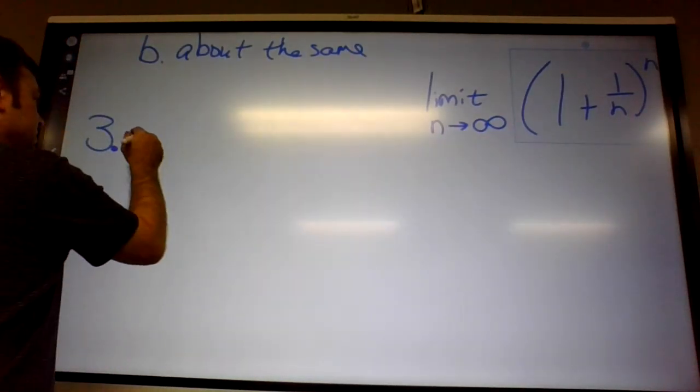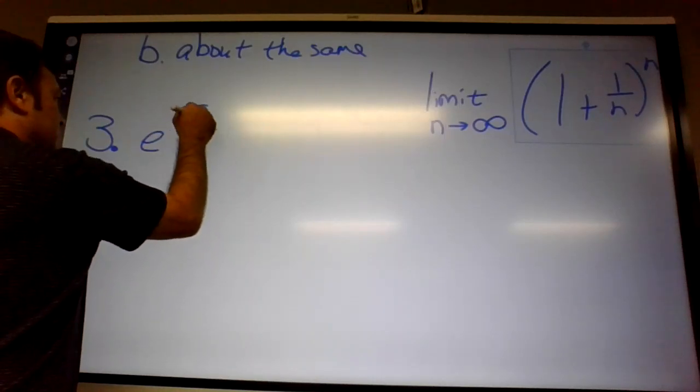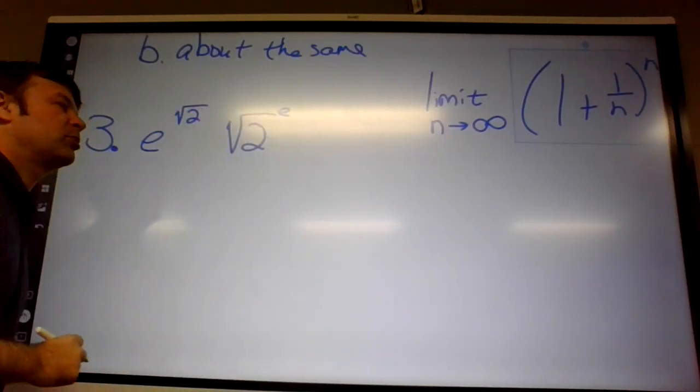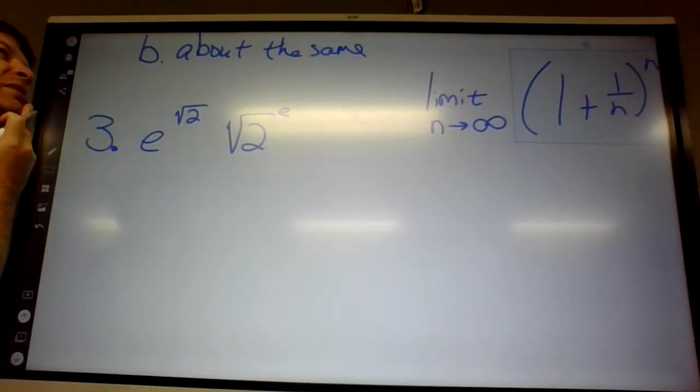Number 3. What is larger, e to the square root of 2 or square root of 2 to the e? Not sure what point they're trying to make with this one. We shouldn't do it. Oh, it's easy though. Yeah, you just do it. We should estimate. Well, they want you to estimate, to guess first.